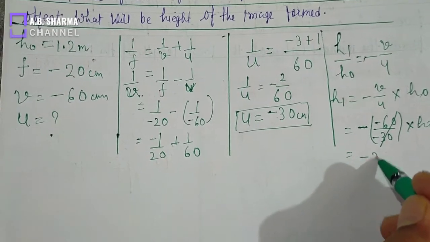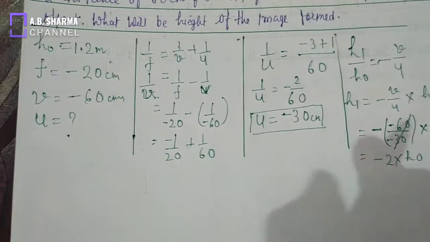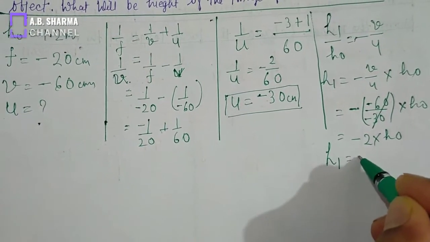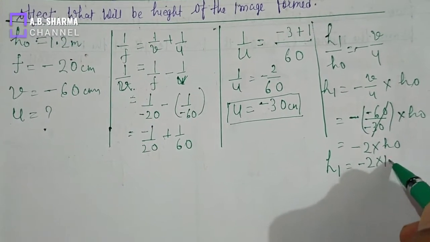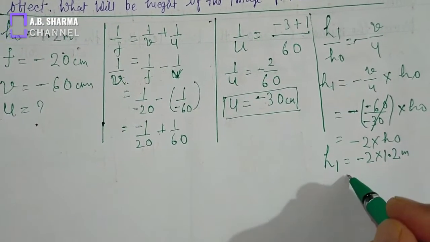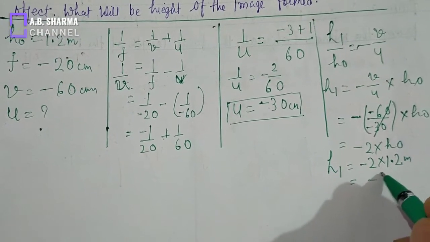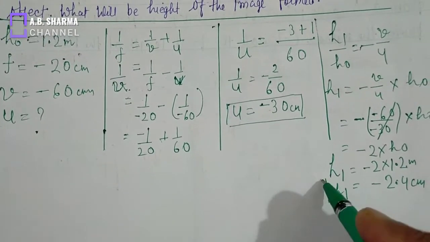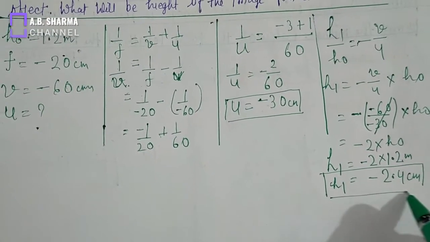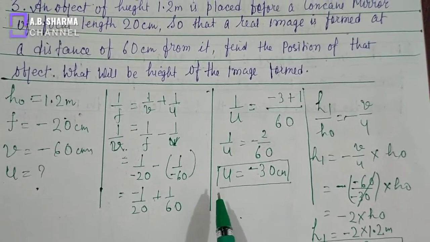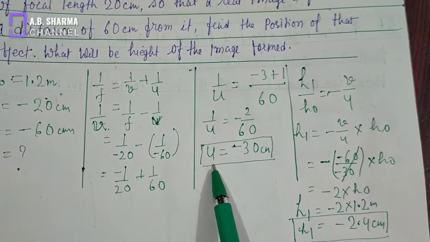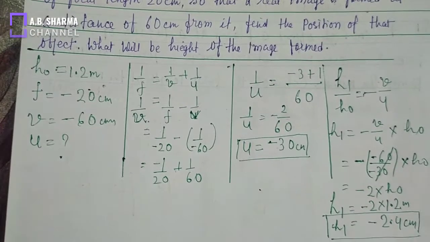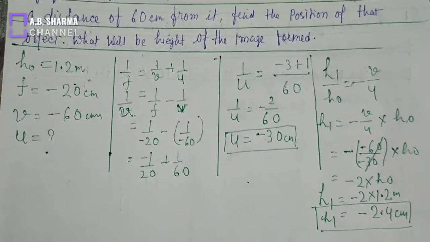So this is minus 2 into ho, and value of ho is given, 1.2. So ultimately hi equals minus 2 into 1.2 meter. So this will become minus 2.4 meter. So height of the image will be 2.4 meter. So in this question, we had to calculate object distance and height of the image. So this is how we calculated both the required things. Now see the next question.